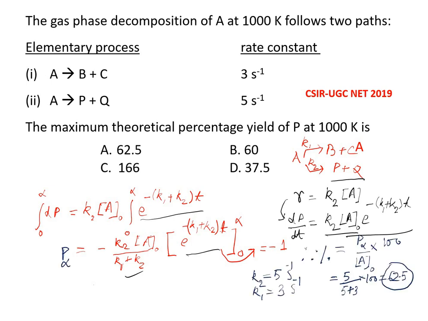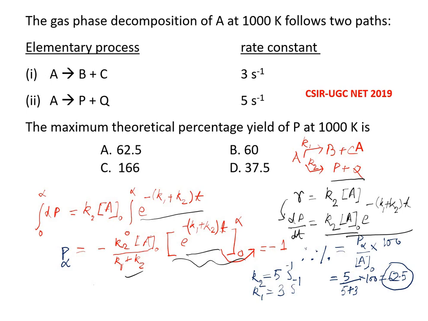Okay. So P infinity, why am I putting infinity? Because we are putting the time limit as infinite and it's a first order reaction, so it only gets completed after infinite time. So maximum yield that you can expect is after infinite time. So if this value is minus 1, then minus 1 into minus 1 makes plus 1. So it is basically K2 A0 by K1 plus K2, right.